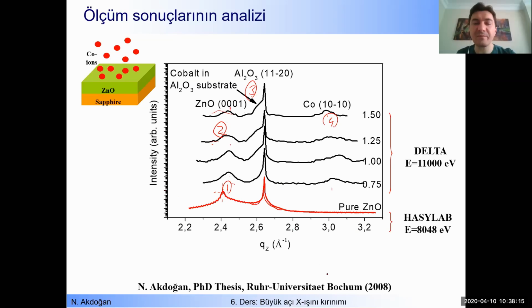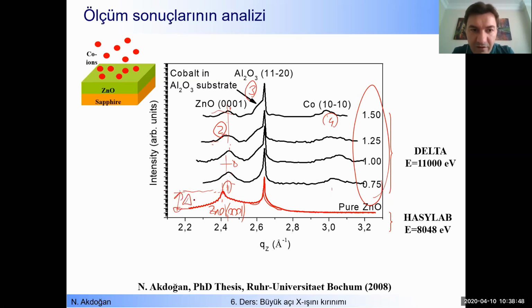Of course, the first one tells us that the position of the zinc oxide, this is zinc oxide, okay? This is the position for zinc oxide 001. So it moves to the right side after ion implantation, okay? After ion implantation, the position of that peak moves to the right side. The second one is that here the intensity is very nice before ion implantation.